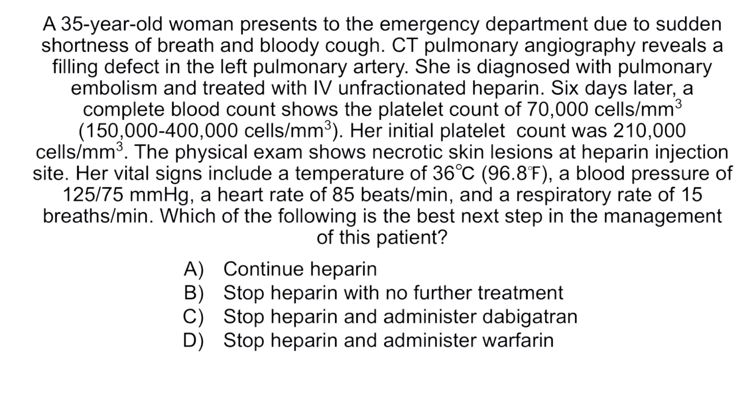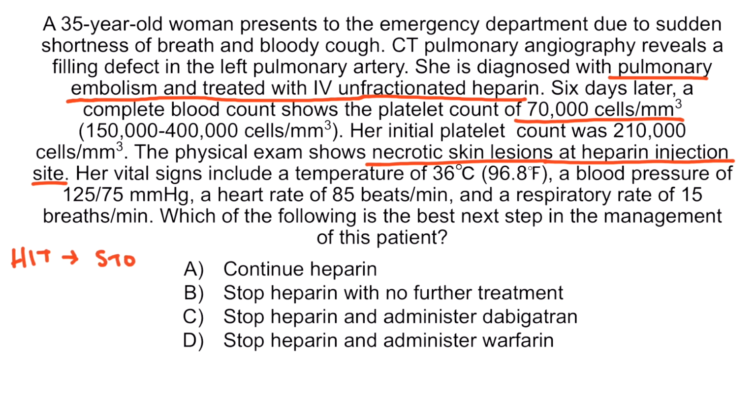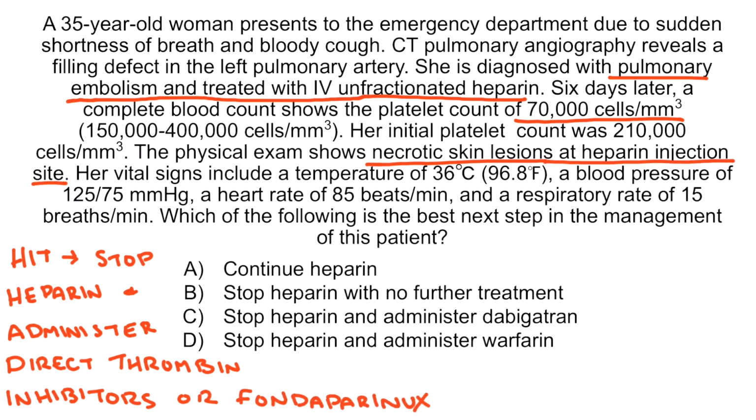This patient is diagnosed with pulmonary embolism, and she's treated with IV unfractionated heparin. 6 days later, her platelet count has decreased from 210,000 to 70,000. This is more than 50% decline of the baseline platelet count. The physical exam shows necrotic skin lesions at the heparin injection site. Therefore, this patient is most likely experiencing type 2 heparin-induced thrombocytopenia. The next best step in management of this patient with presumptive diagnosis of heparin-induced thrombocytopenia is to stop heparin and administer either direct thrombin inhibitors or fondaparinux. Since dabigatran is a direct thrombin inhibitor, the correct answer is C.